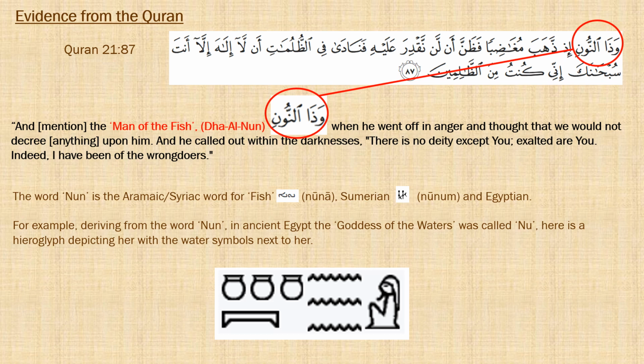The word Noon is also the Aramaic Syriac word for fish, a language that was derived from earlier languages such as Sumerian and Egyptian. For example, deriving from the word Noon, in ancient Egypt, the goddess of the waters was called Nu. Here is an example of a hieroglyph depicting her with the water symbols next to her.